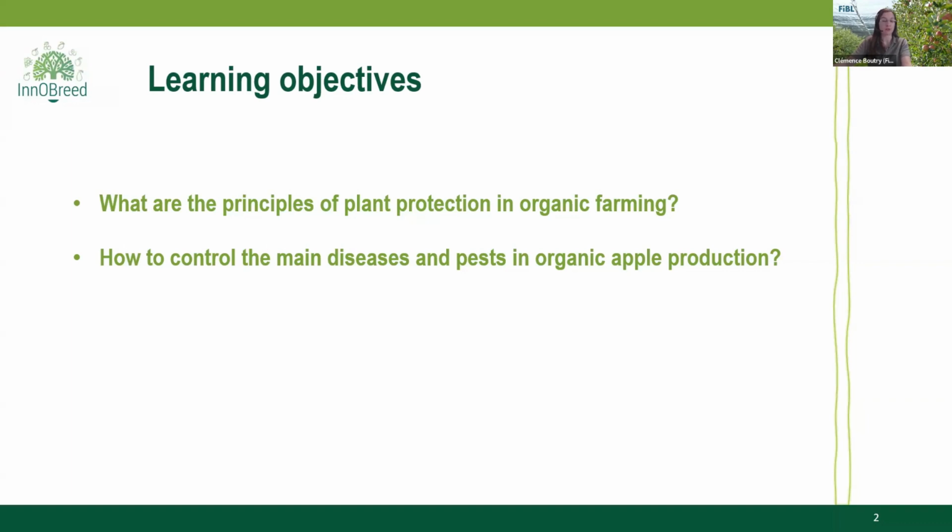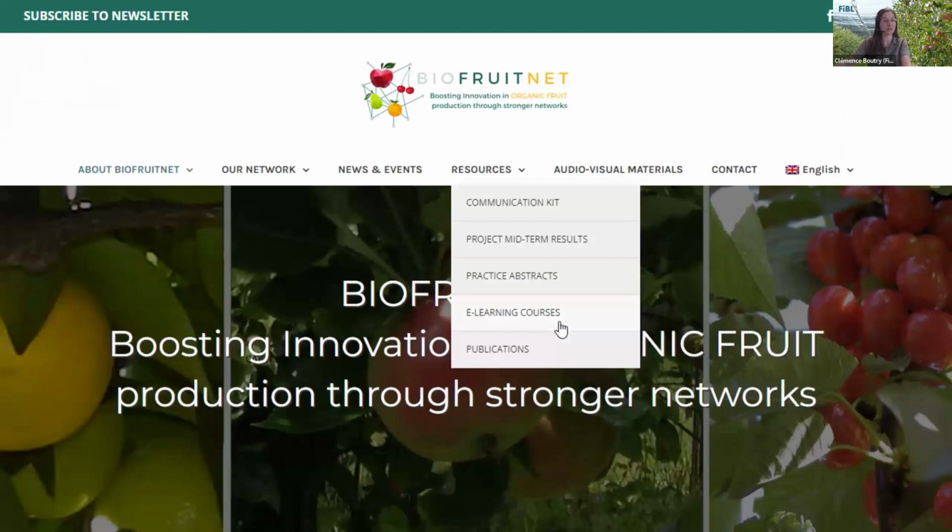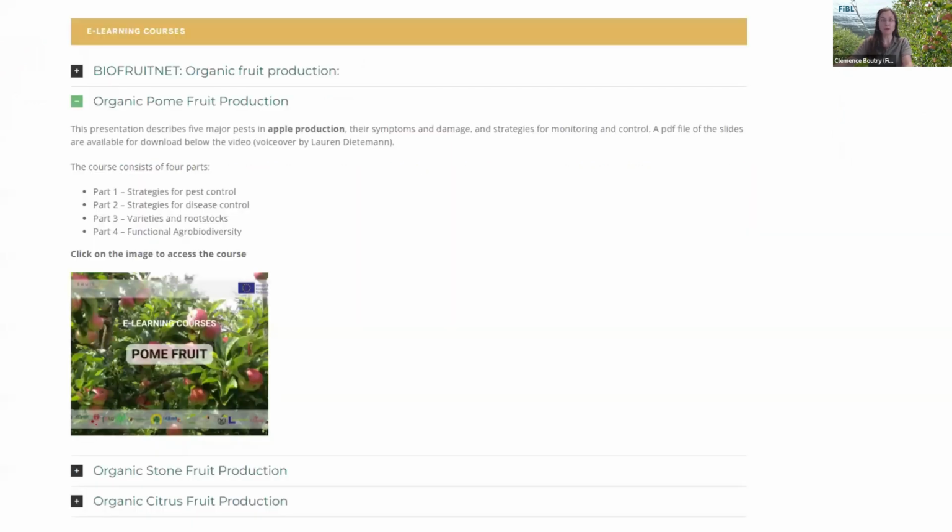But if you are interested to go further, I suggest you go to the BioFruitNet website, another European project that ended, where we did an e-learning course for pome fruit, stone fruit, and citrus fruit. And each course is divided in pest control, disease control, varieties and rootstocks, and functional agrobiodiversity. So you can just watch it. It's all recorded online for free.